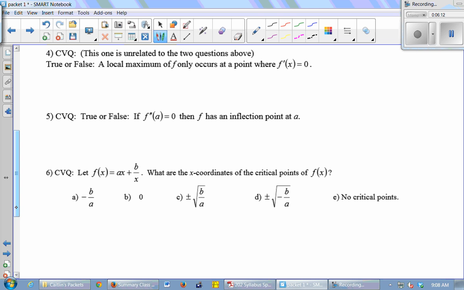Okay, unrelated to the previous two questions. True or false? A local maximum of f only occurs at a point where f prime equals 0. Why is it false? It can also be at a place where the derivative is undefined.